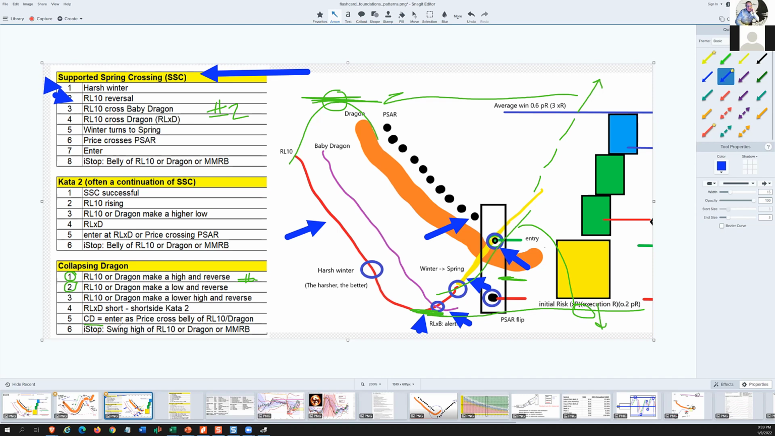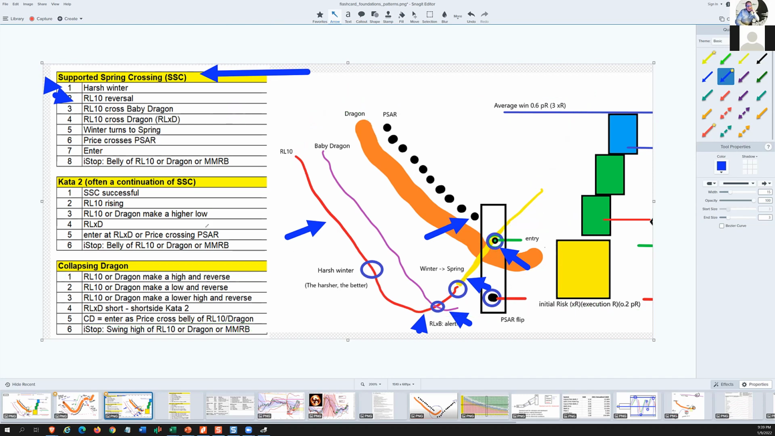And again, your initial stop could be the swing high of the RL10. It could have been the previous PSAR, or if the RL10 rolled over here, it could have been this, or the peak of the dragon, or could it be just your minimum manageable risk box? So that's the number 1 preferred.